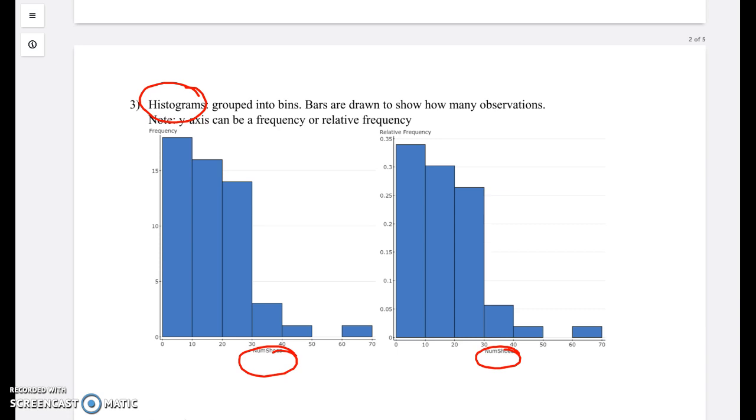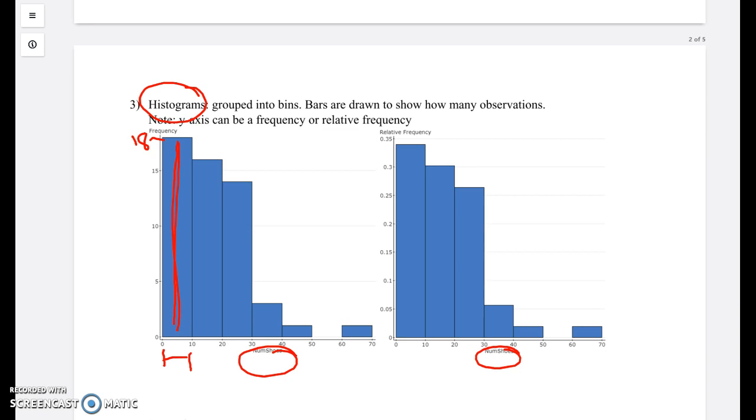Here it says, if you own between 0 to 10 pairs of shoes, then this is where you're going to lie. In this case, I think there were about 18 of them. So 18 is the frequency: 18 people had between 0 to 10 pairs of shoes.